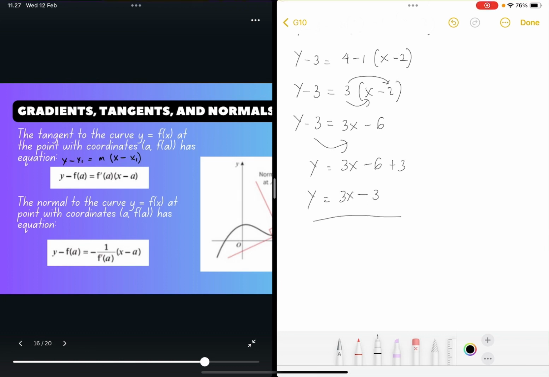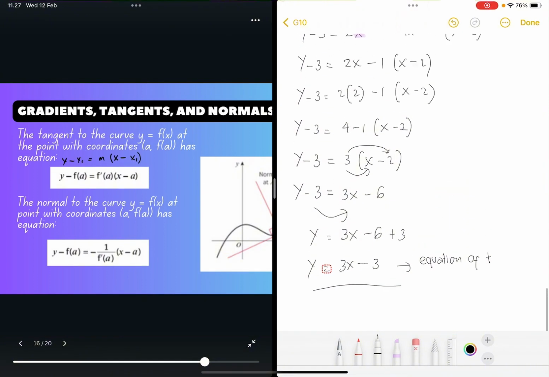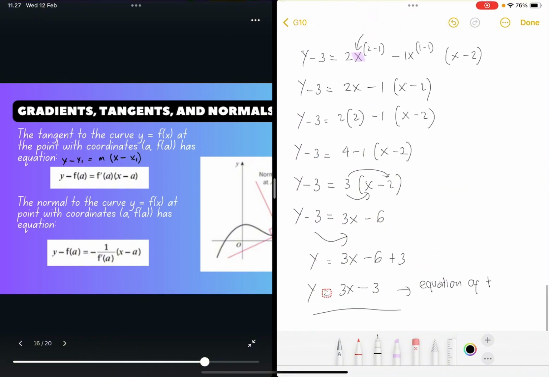This is already the, what do we call it? The equation of the tangent. Okay, you got it already? Okay, so that is one of the methods of how to find the equation of the tangent.